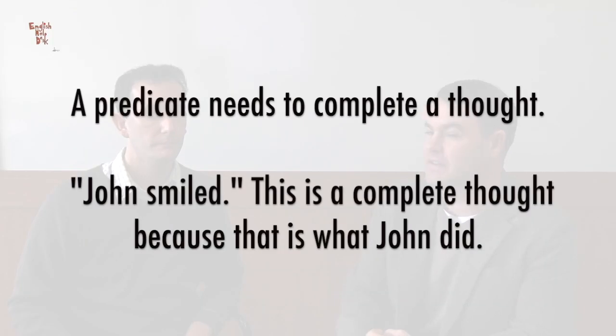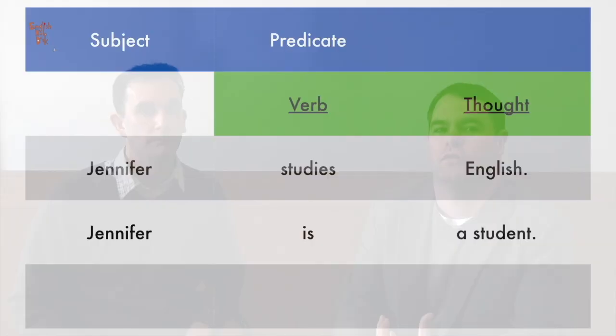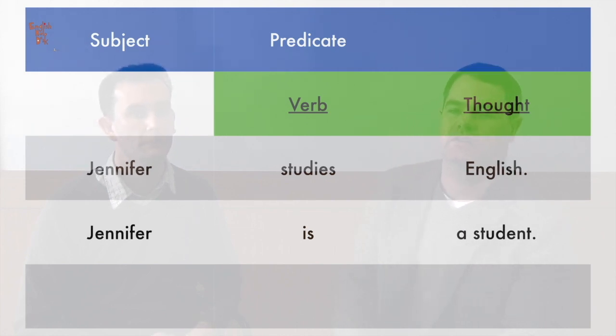A predicate needs to express a thought. In the example, John smiled, that is what he did. He smiled. It is a complete thought, a very short thought, and doesn't contain a lot of information, but it's at least a complete thought. Jennifer is a student. Is is the verb, and a student completes the thought. Jennifer studies English. Studies is the verb, and English completes the thought by telling us what was being studied.